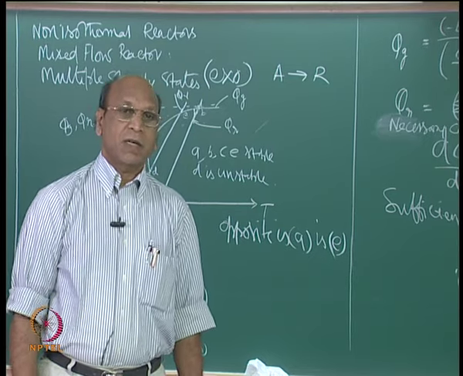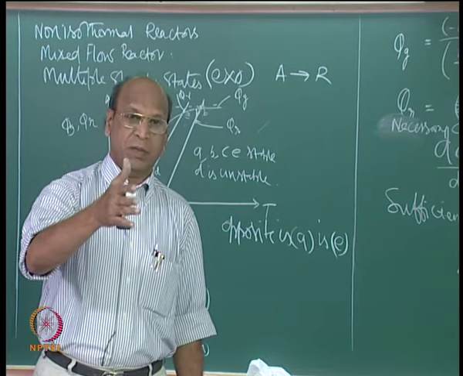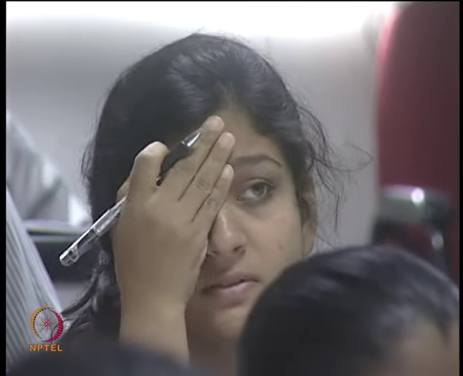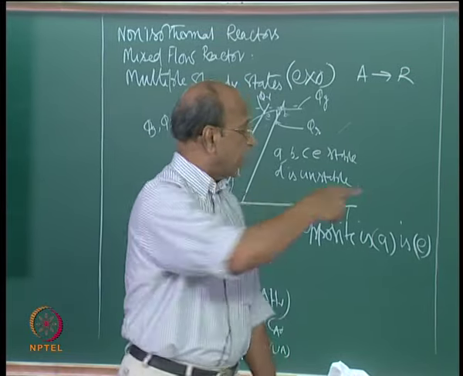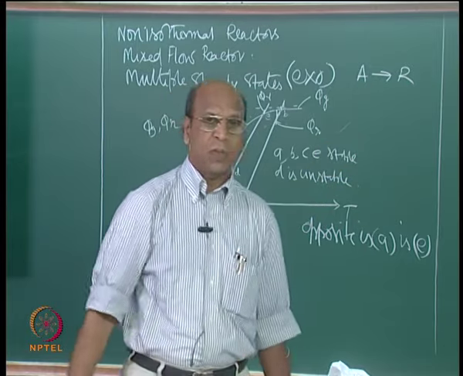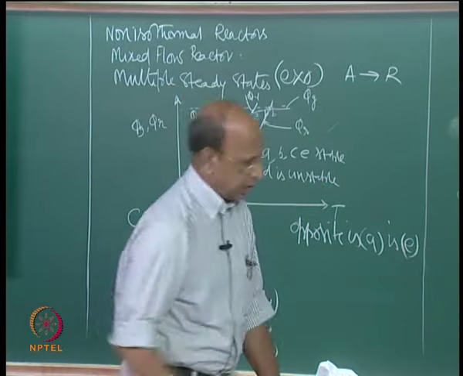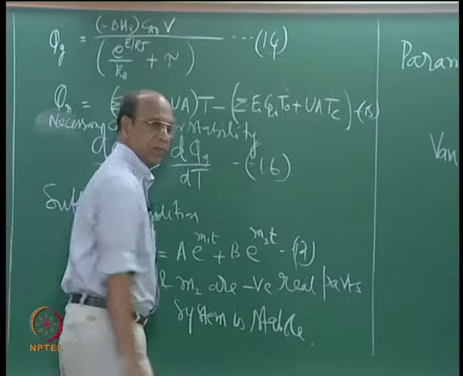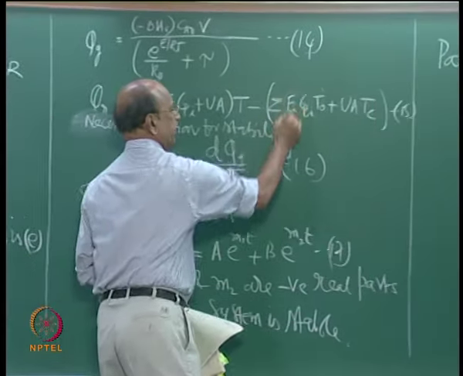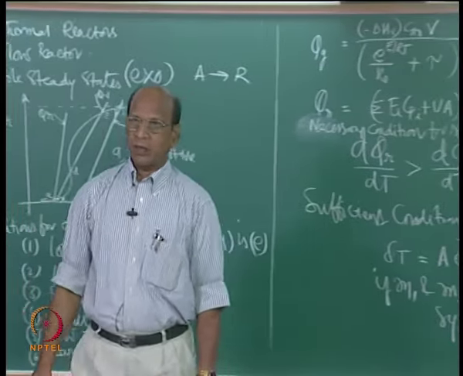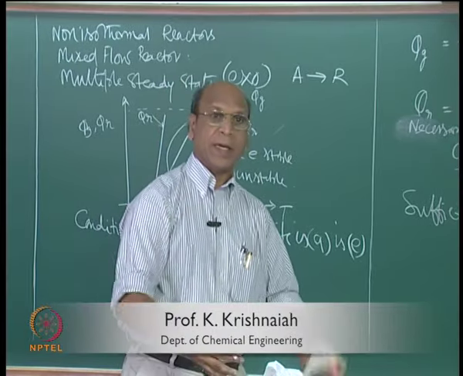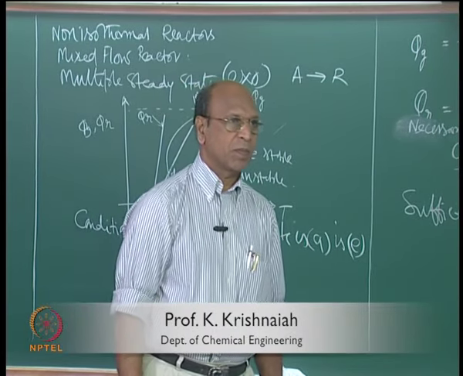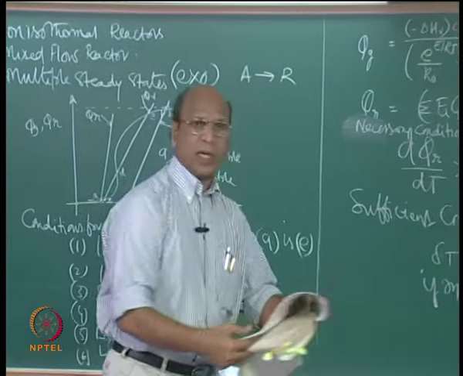Because the line will still be there. Excellent. Not only will the line be there, but QG will be there as usual. The QG S-shaped curve will be there anyway. Only the slope will be different now because the UA term is not there. The intercept will be there, but only this term, F CP T naught. So that is why even for the adiabatic case you will get multiple steady states. Good. I think we will stop here because you have to go to class now.